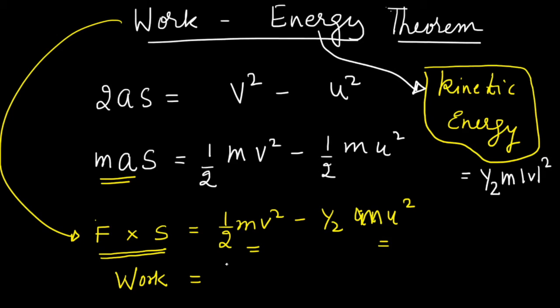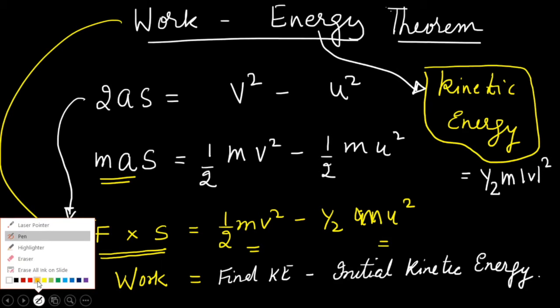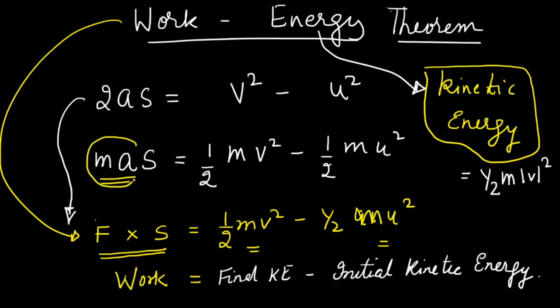Now this therefore is the final kinetic energy minus the initial kinetic energy. So here we have a grand statement which is a straight result of our third kinematic equation, and a little bit of manipulation where we multiplied by m. And the reason we multiplied by m was because we wanted this quantity called mass into acceleration, which happens to be force, and this is of course displacement.